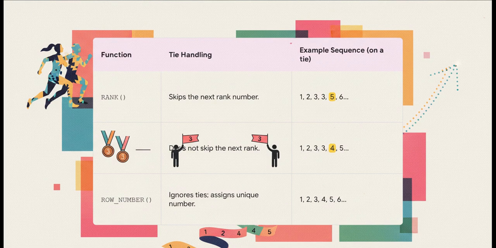It leaves a gap. Next you have DENSE_RANK. This one is a bit more forgiving. The 2 runners still get a rank of 3, but the next person in line gets 4th place. No gaps, it just keeps the sequence going. And finally, you have ROW_NUMBER. This one is the simplest of all. It literally doesn't care about ties. It just gives every single row a unique sequential number. 1, 2, 3, 4, 5, and so on.